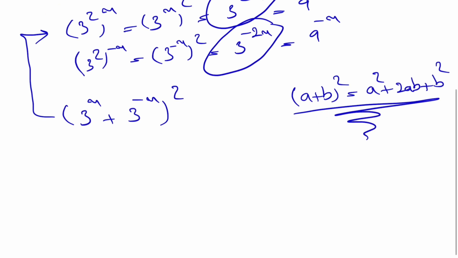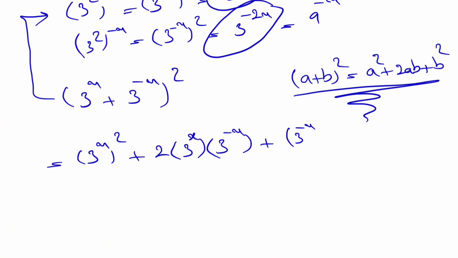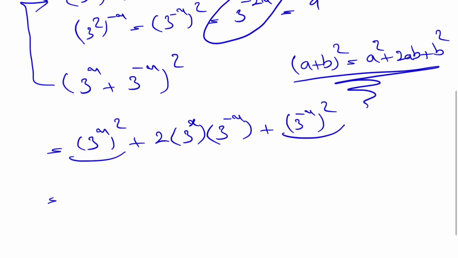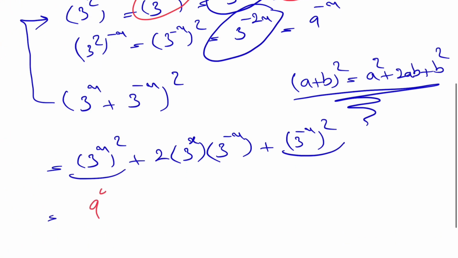So let's see what we get in here. So we'll have the (3 to the x) squared plus 2 times the first one, 3 to the x times 3 to the minus x, plus (3 to the minus x) squared. And let's see what we get in here. So these two are familiar for us. These are the expressions that we had in the previous step. So (3 to the x) to the 2, this is this one, which at the end will be equal to 9 to the x. So the first expression, we will have 9 to the x.